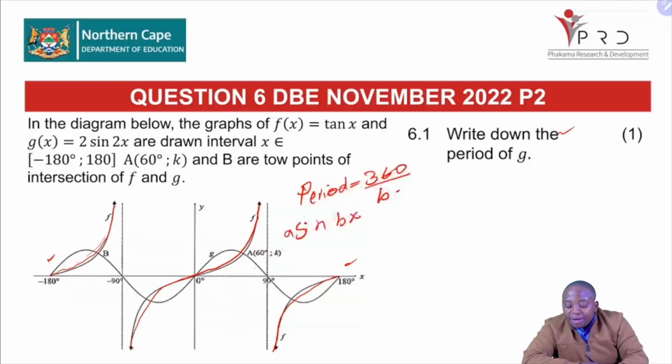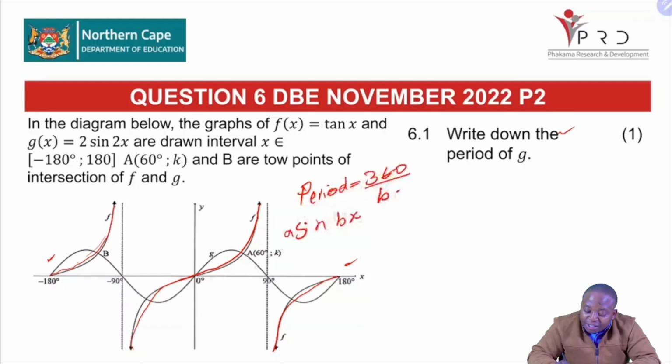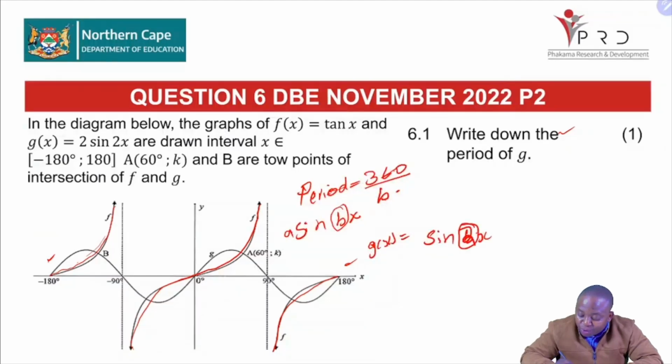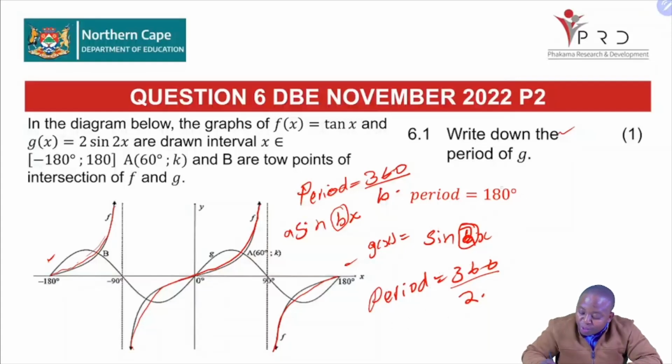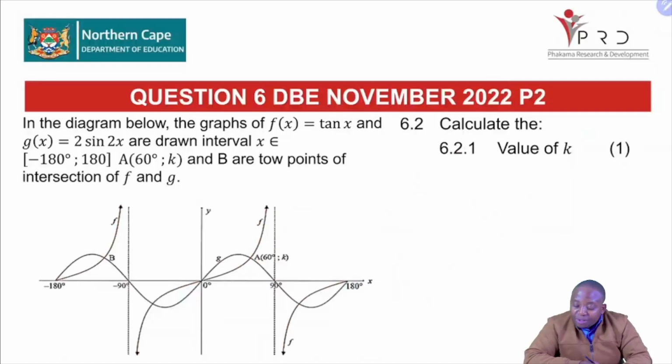It says a sine bx. So my period is going to be 360 divided by the b right here. So what do I think? From my question, I have my g at x equals the sine 2x. Then my b is equal to 2 in this case. So my period is going to be 360 divided by 2. Then my period in this case is going to be how much? It's going to be 180. So 360 divided by 2 becomes 180. So that's how I find my period.